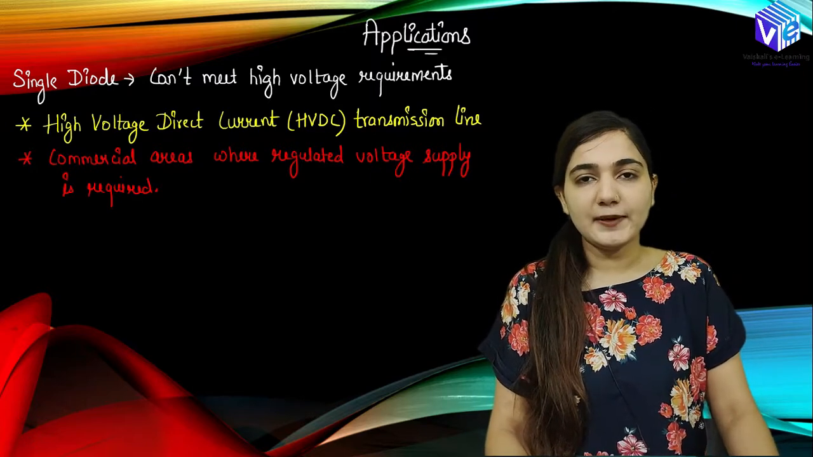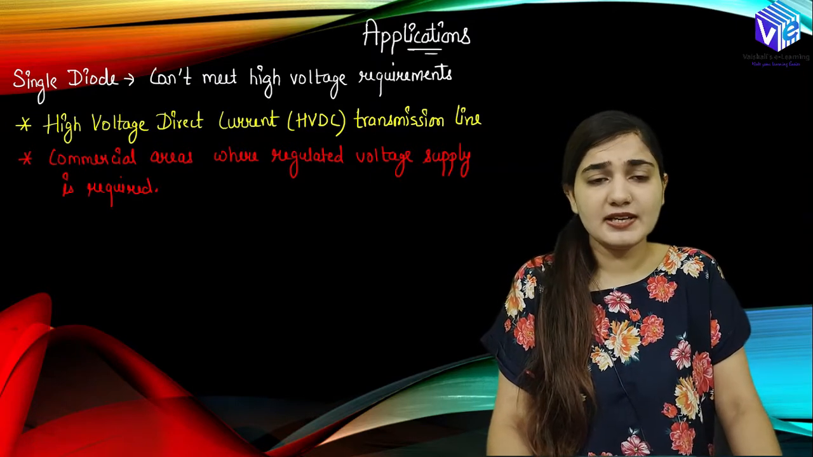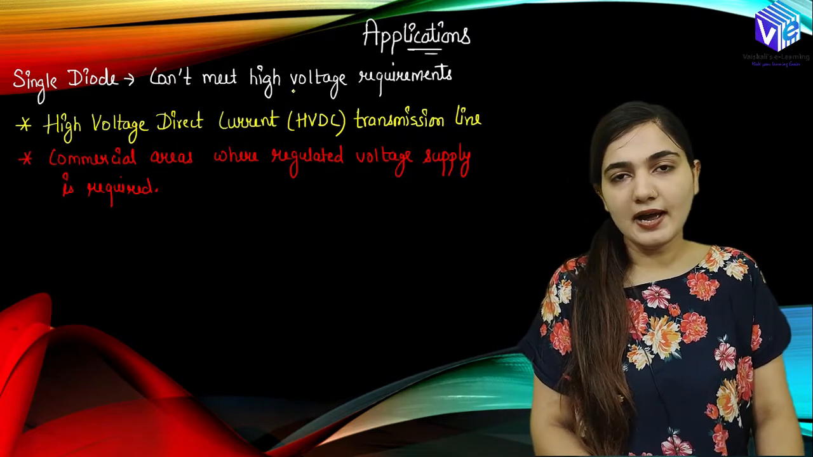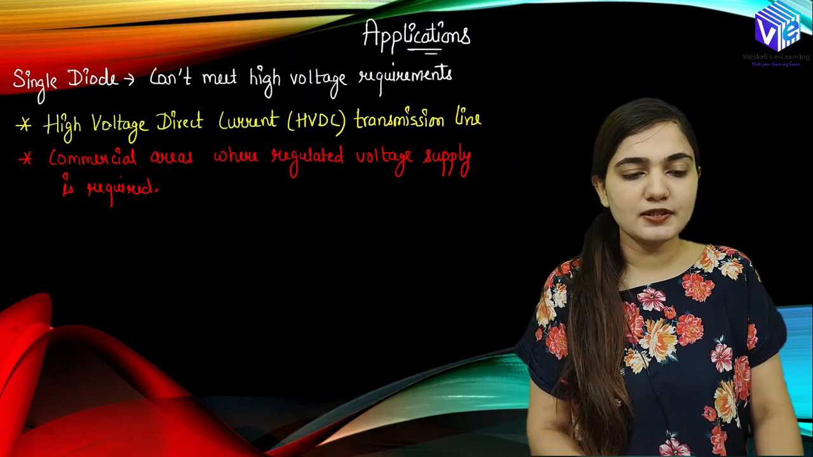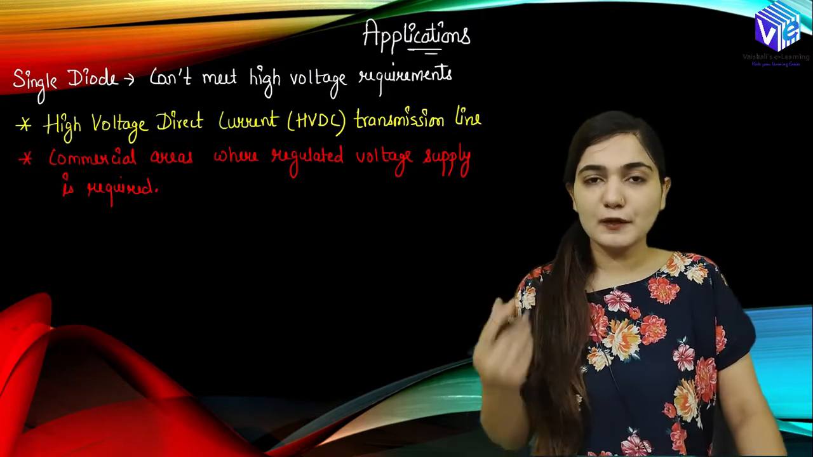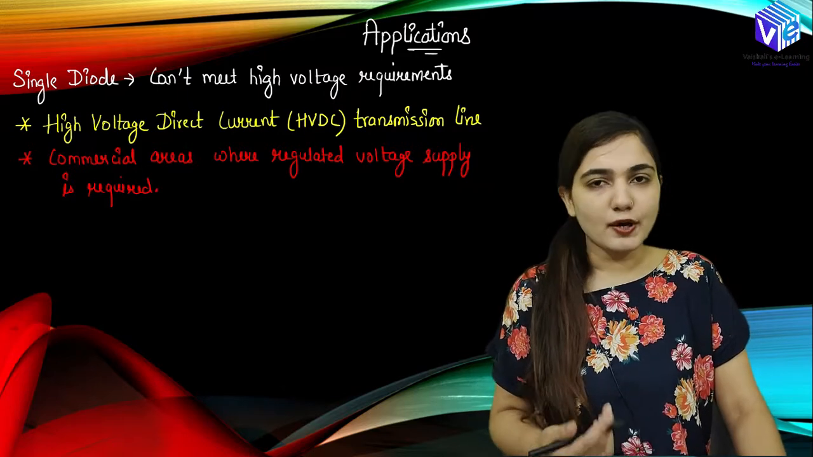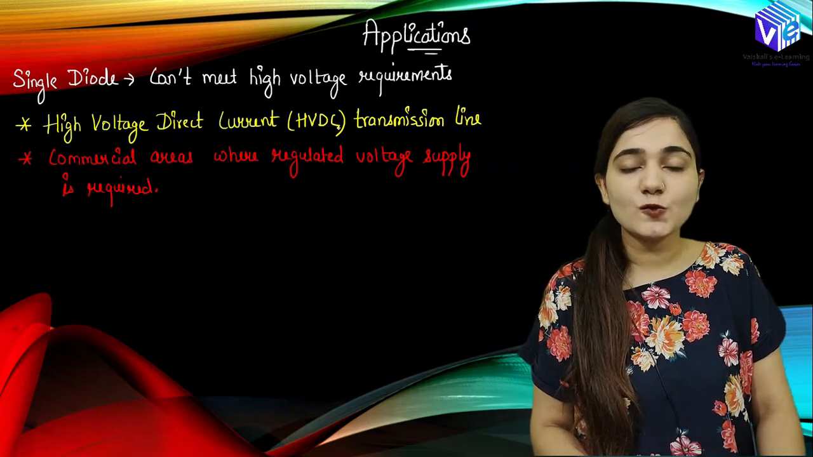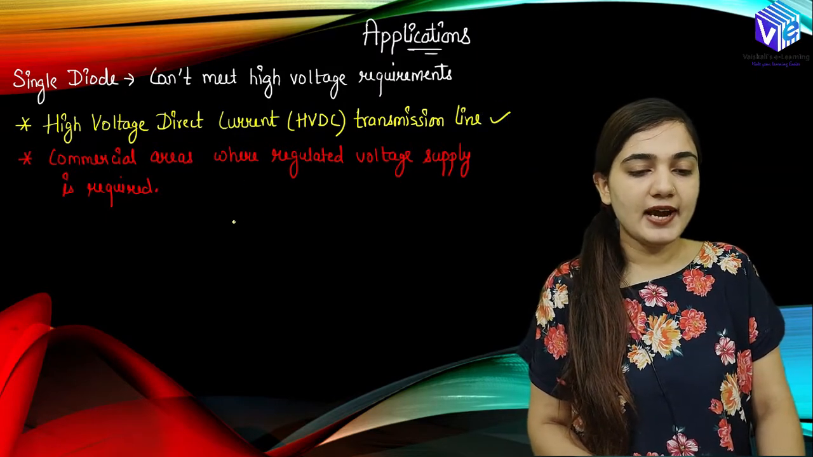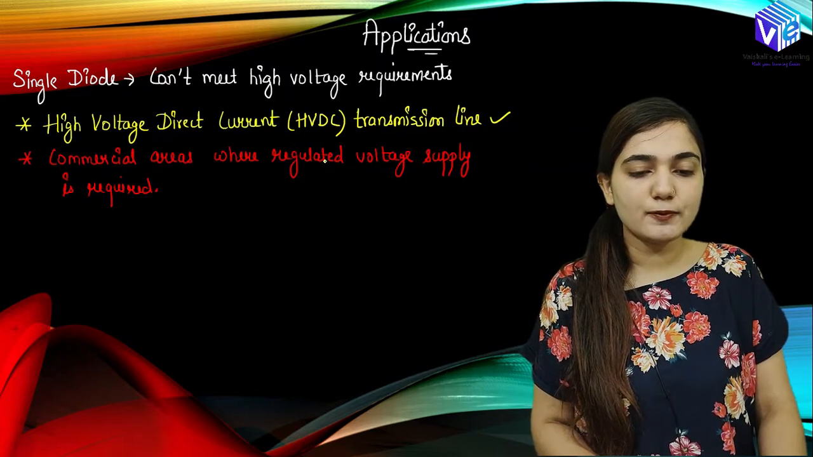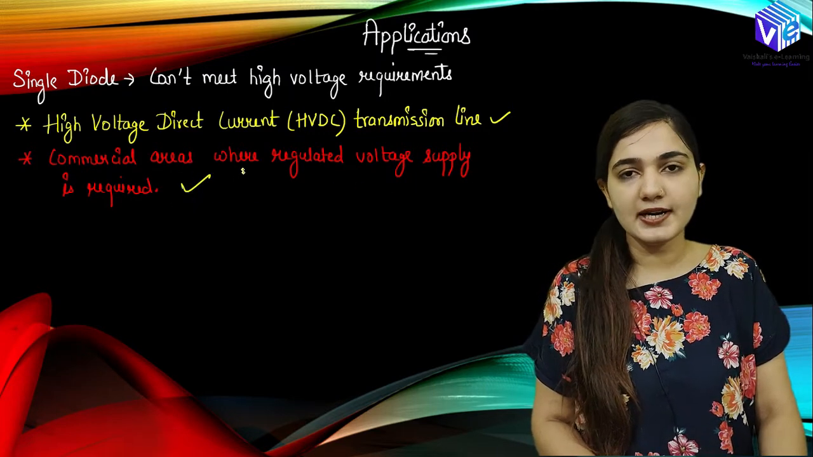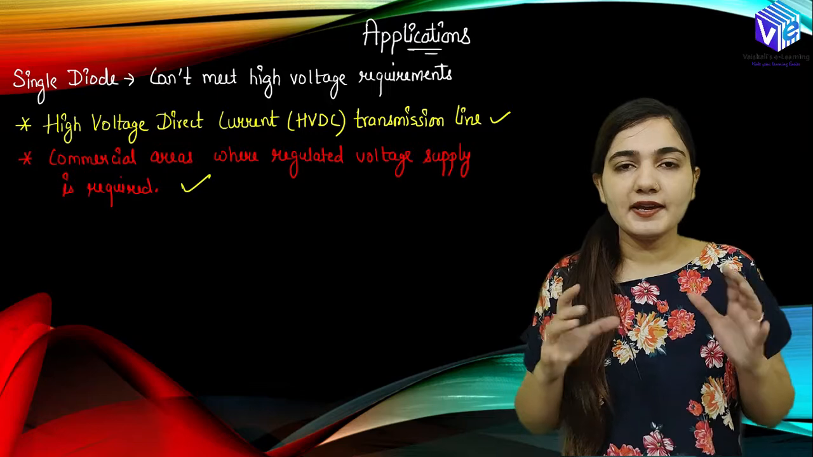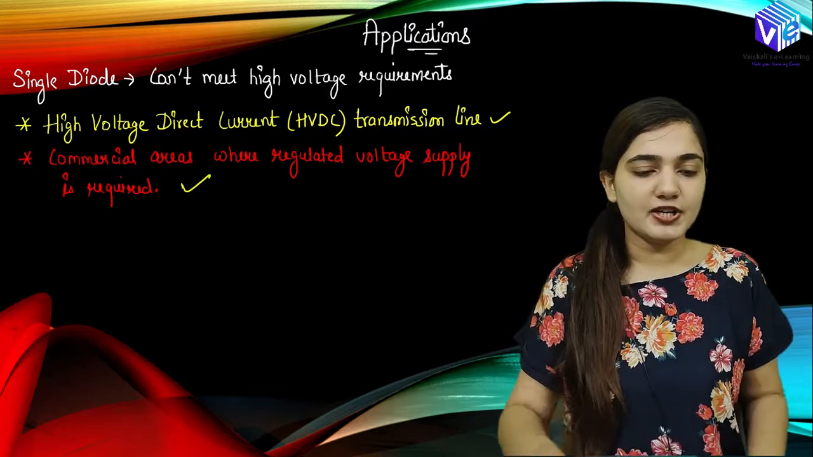Now coming to the applications of the series configuration. What are the applications? It is used when we cannot meet the high voltage requirement, right? It can be used in high voltage direct current, because if I use a single diode there, it will not give me high voltage. So it is used in HVDC transmission lines, and after that it is used in commercial areas where regulated voltage supply is required, right? With the help of regulation of the voltage in the reverse bias as well, we can have regulated voltage in commercial uses.